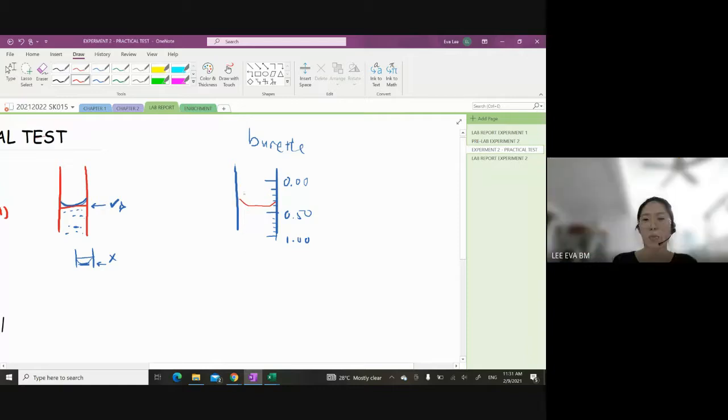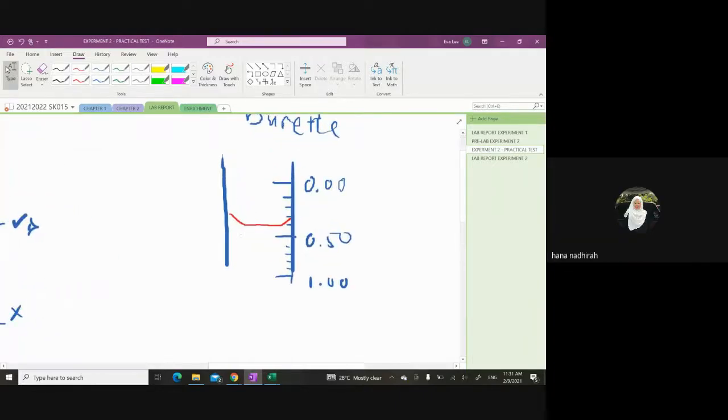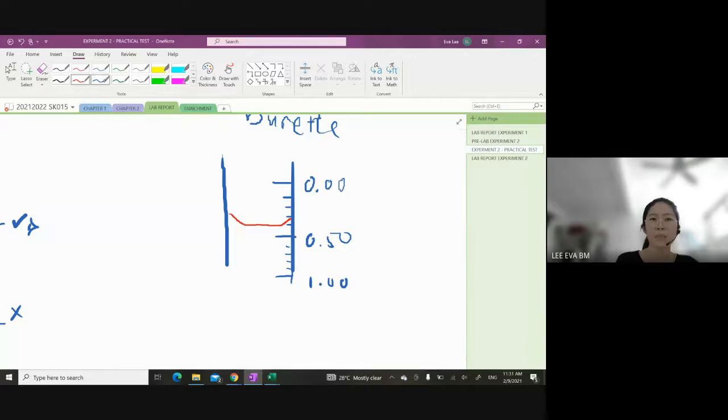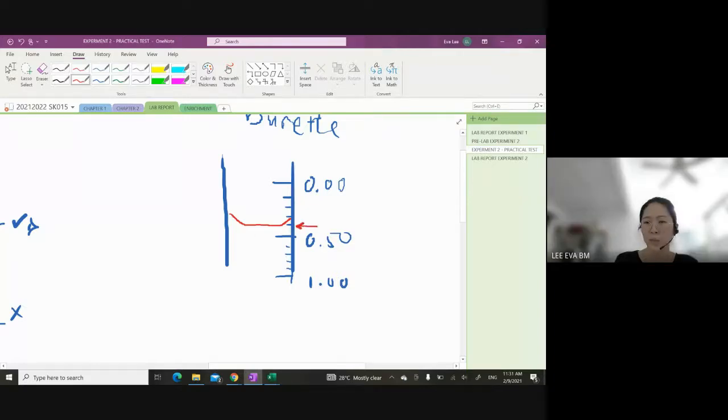What is the value of this initial burette reading? Can you see it? 0.4. So in the exam, they will test this. Is it 0.30 or 0.40? Which one do you think? 0.4. So we will take this one, 0.40, rather than the 0.3. So take the value which is on the bottom here.